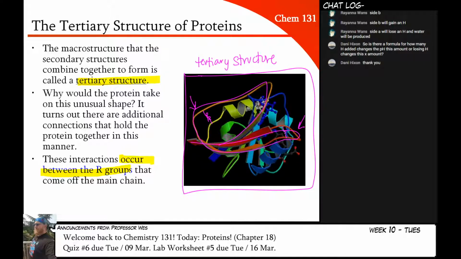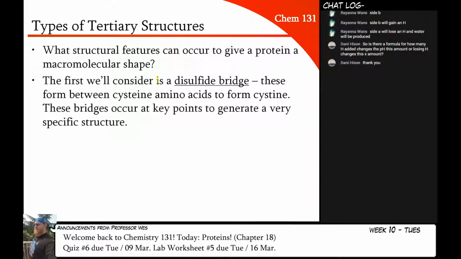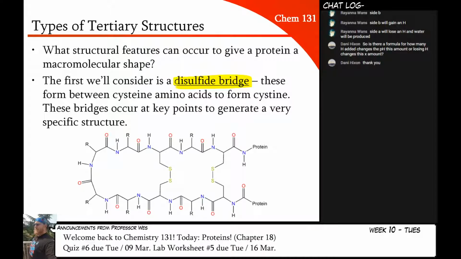And so these shapes arise because the R groups provide additional connections. Now, only in the case of cysteine are they actual bonded connections. The rest are interactions. But we're going to explore a bunch of different ones. So the first one is the disulfide bridge, which you've already seen. So the disulfide bridge is the tertiary structure.